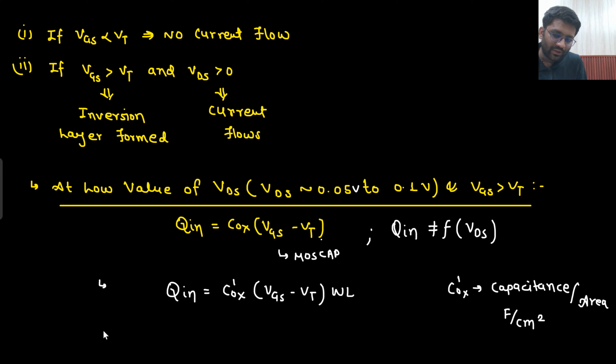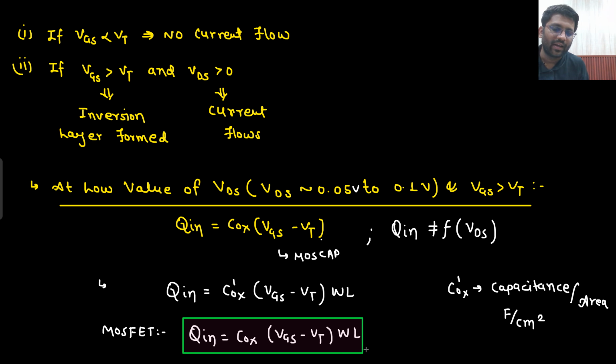From now onwards in MOSFET, I will be writing your Q inversion as COX into (VGS minus VT) into W L. By default you need to consider that COX here has a unit of farad per centimeter square. Farad per centimeter square multiplied with W into L, that will be centimeter square, so centimeter square and centimeter square will get cancelled out. So this will become farad. Farad multiplied with the voltage, what will you get? Charge. Clear? Understandable? So here I will not show COX dash, I will show COX only.